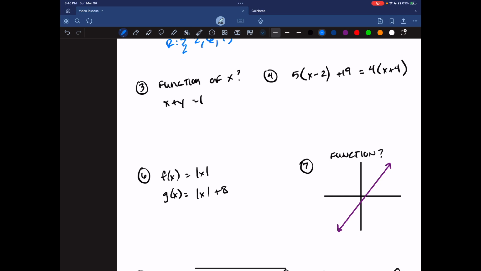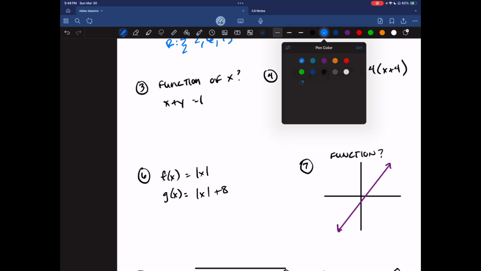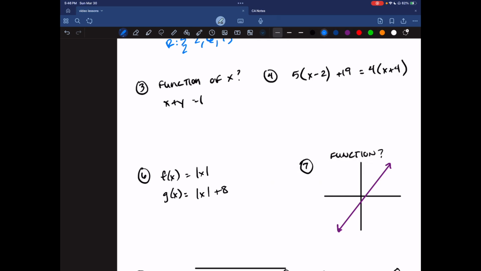So is this a function of x? Well, on number 3, x has a power of 1, y has a power of 1, so you can go ahead and say yes. If you still don't know, you can solve for y, and then y would be negative x plus 1. That's your equation of the line. So you know exactly that a line is a function of x. So yes, it is a function of x.